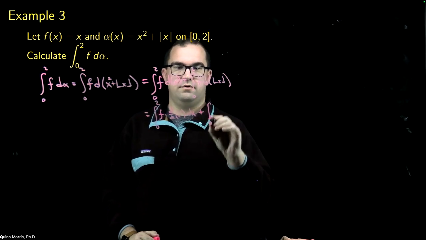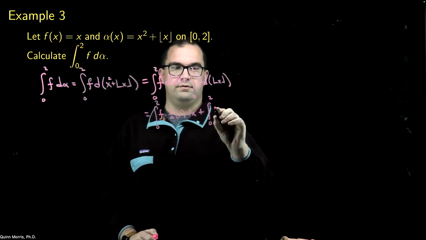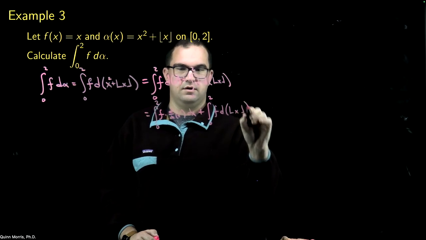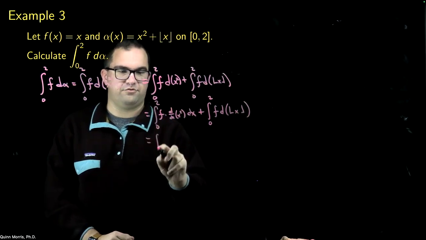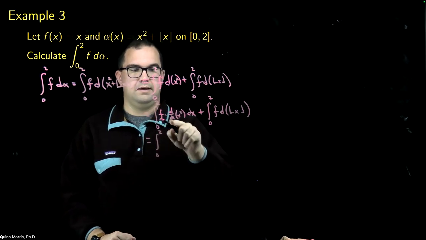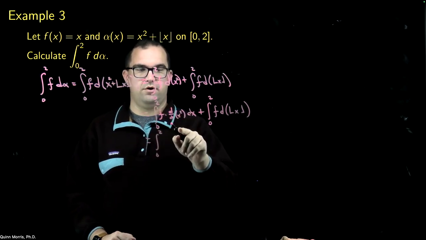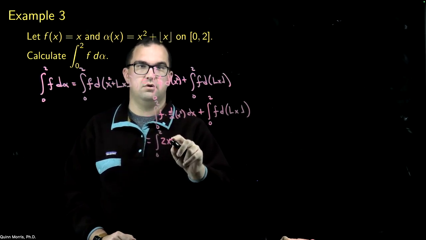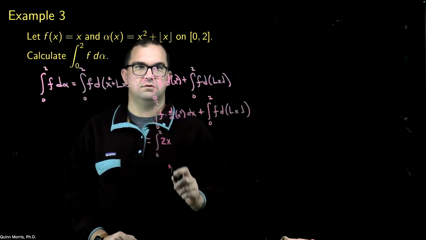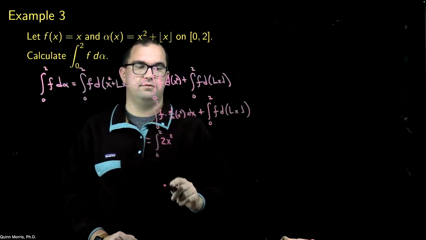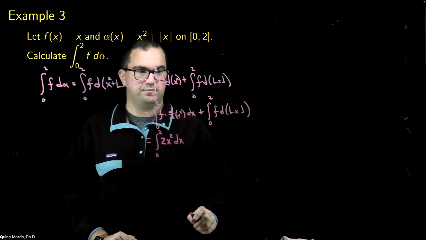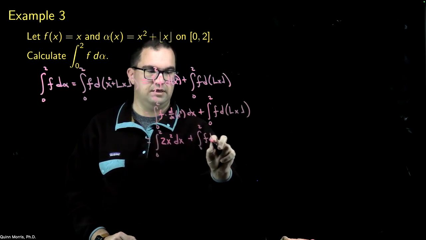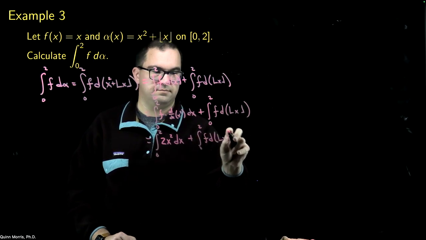Here, I have to do something a little bit different. Okay, so let me actually just leave this as is for a second. Let's deal with this. This first piece will be, so the derivative of x squared with respect to x is 2x, f is x, so this is 2 times x squared dx plus this other integral over here, 0 to 2 of f d floor of x.